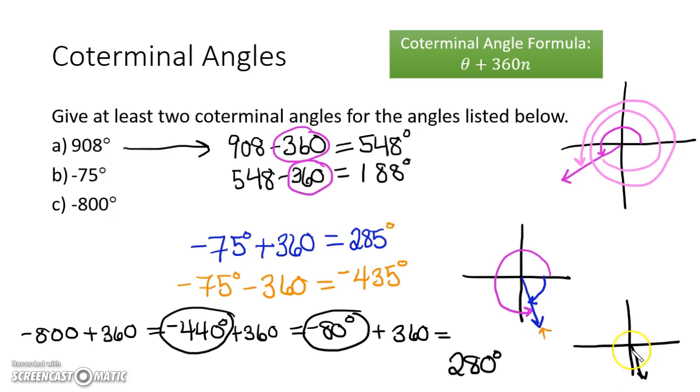Okay, so negative 800, 1, 2, 3 rotations counterclockwise. Oh wow, I confused myself already. 1, 2, 3 rotations, and you get to that negative 800. Quite a bit, right? Okay, guys, so that was coterminal angles, so make sure you practice, but essentially it's just adding or subtracting 360 degrees. Good luck!